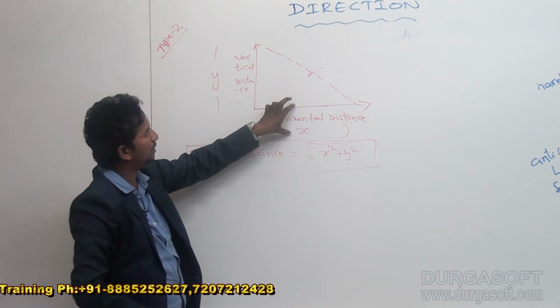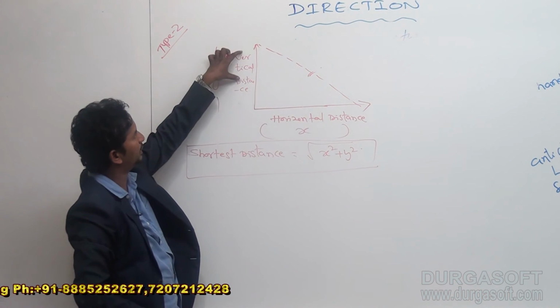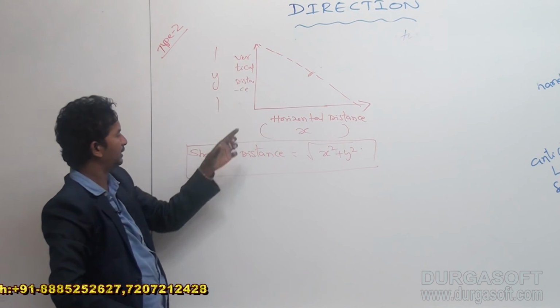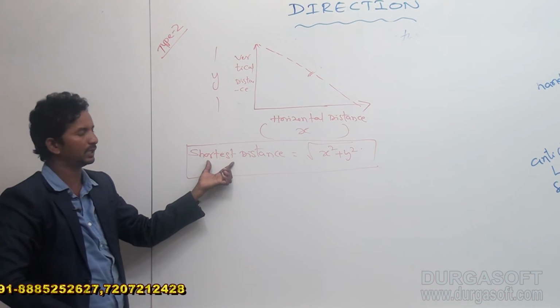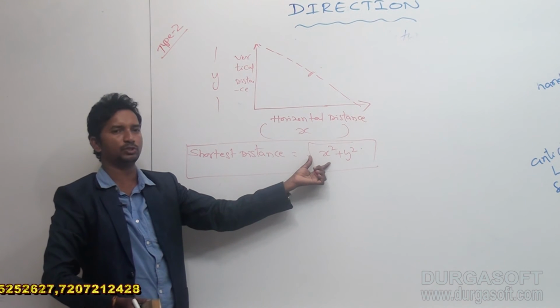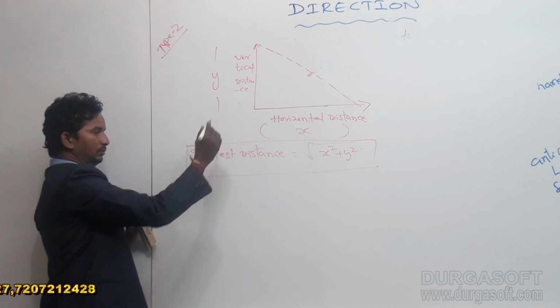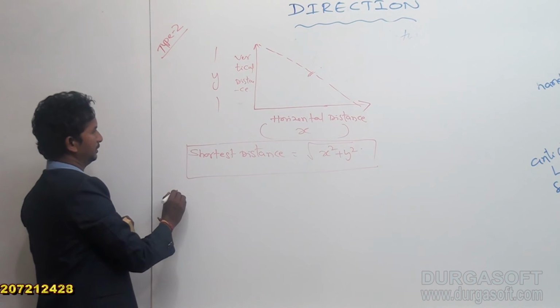The whole horizontal distance, I am taking as x, and the vertical distance is y. Then the shortest distance is equal to the square root of x square plus y square. Now see one problem, a type 2 problem.